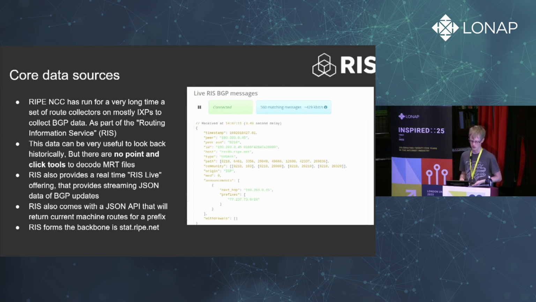Secondly is RIS. The RIPE NCC runs a bunch of really useful tools. I think one of the more useful ones is RIS, which is effectively a giant BGP route collector, which also provides a whole bunch of very useful tools. Perhaps the most useful one being RIS Live. You can basically open up a WebSocket to RIPE, and they will give you back in JSON a real live stream of all of the BGP updates that they're currently seeing from all of the people who are peering with RIS.